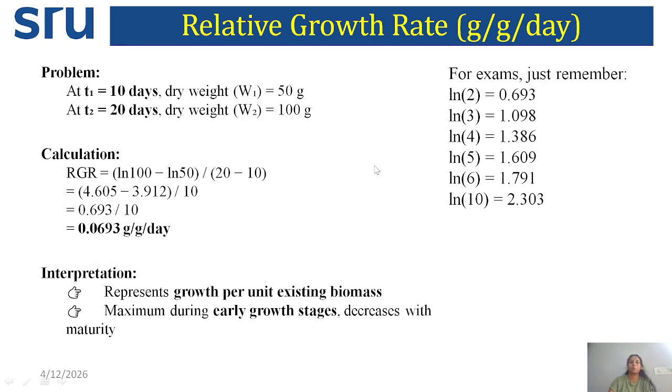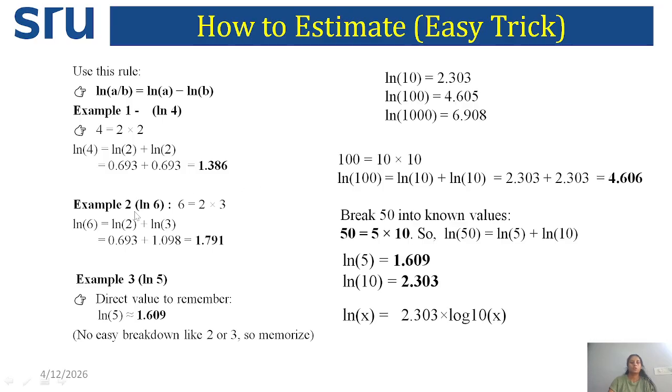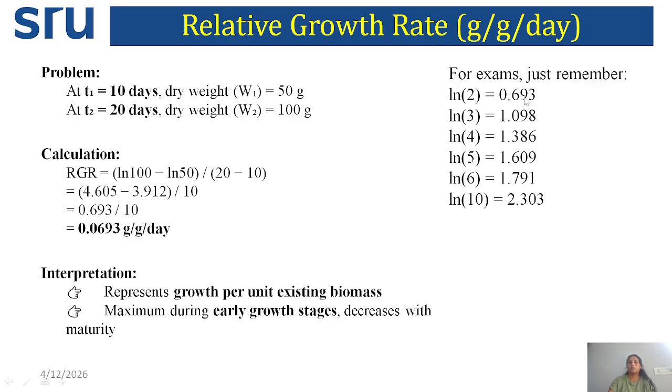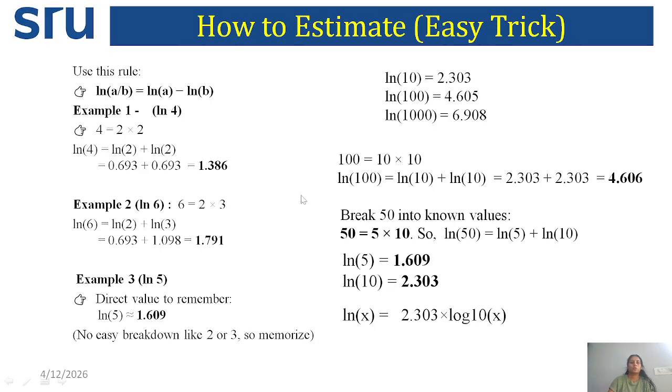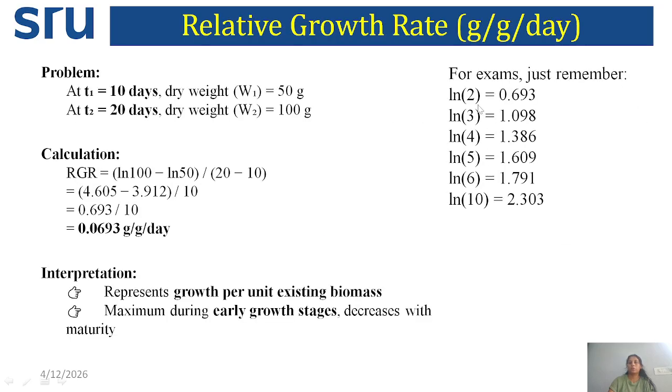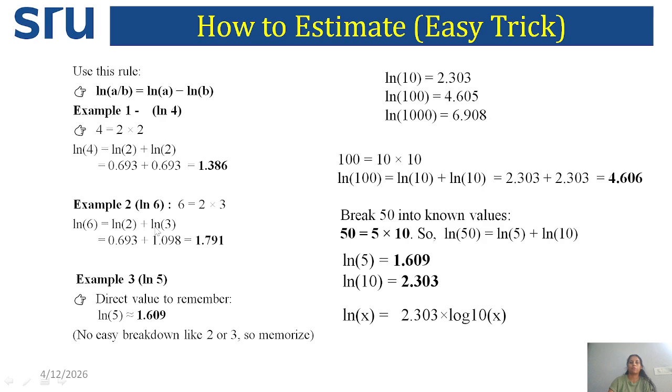That's why there is no need to remember ln 4 and ln 6. ln 6 means 2 into 3 will give you ln 6. The 2 value is 0.693, the 3 value is 1.098. If you add, you will get the 6 value. So that's why please remember 2, 3, 5. There is no alteration you need to remember, because we can't split or multiply this 5. So better you remember this ln 5.